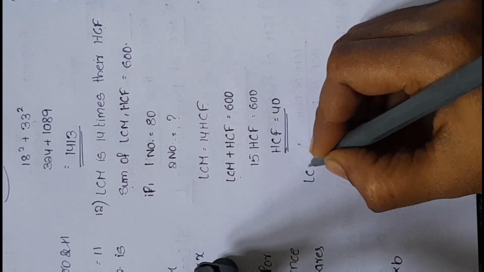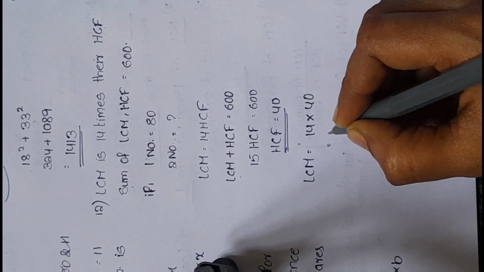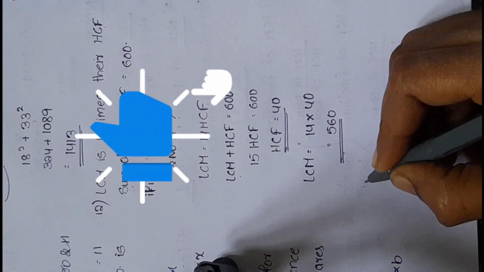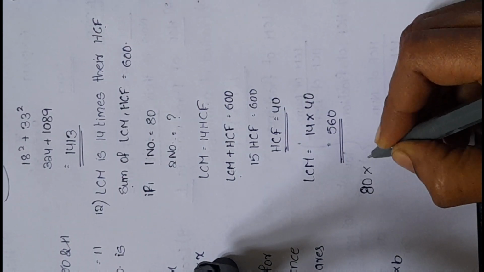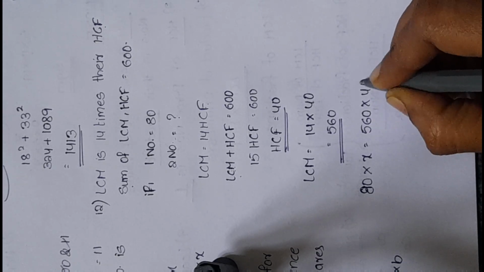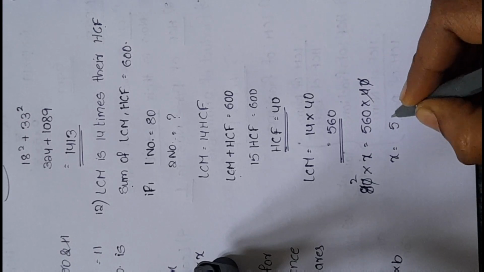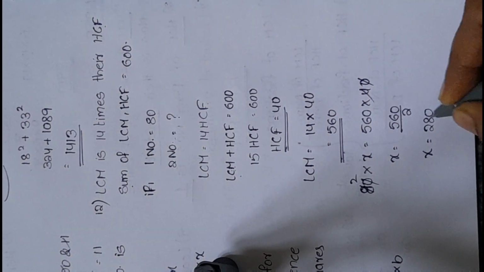Now from this, LCM is equal to 14 into HCF. So 14 into 40, that is equal to 560 is the LCM. From the note point, the product of the two numbers, first number is 80, let the second number be x, is equal to product of LCM and HCF. So 560 into 40. 80 times x is equal to 560 times 40, so x is equal to 280. 280 is the second number.